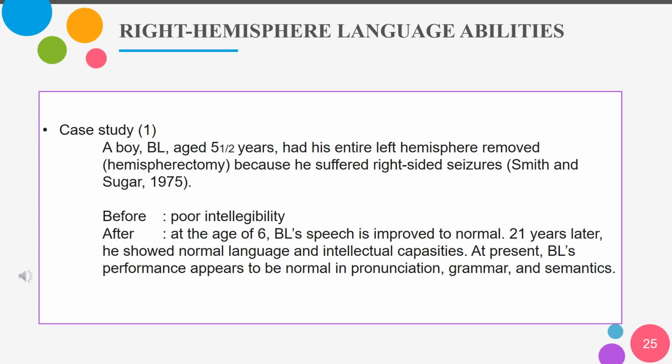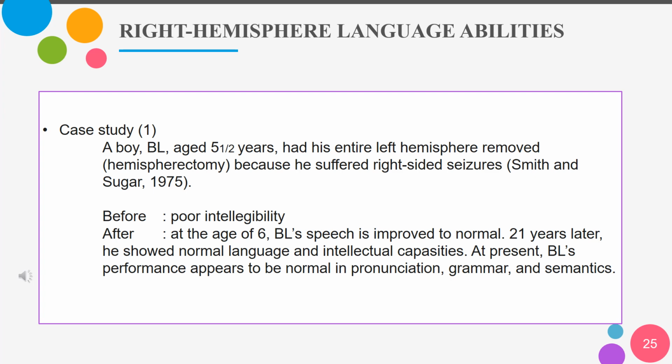Here are some case studies that prove the right hemisphere can take over left hemisphere functions. Case study number 1 comes from a boy named BL, aged 5.5 years, who had his entire left hemisphere removed, a hemispherectomy, because he suffered right side seizures. Before the surgery, BL had poor intelligibility. And 4 months after the surgery, at the age of 6, BL's speech improved to normal. When tested 21 years later, he showed normal language and intellectual capacities.